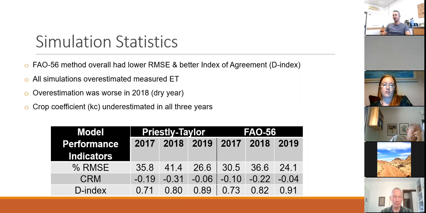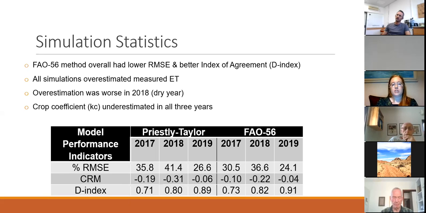most accurate of all of our simulations, and the least accurate were those in 2018, where we had the largest overestimation and the greatest error. So in 2018, that was our really dry year, so it was a little bit different than the other 2 years. What is interesting is that 2019 was a bit of an unusually wet year, but it's also a year where our tillage practices had recently changed.